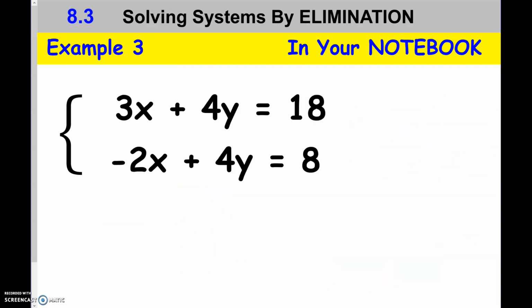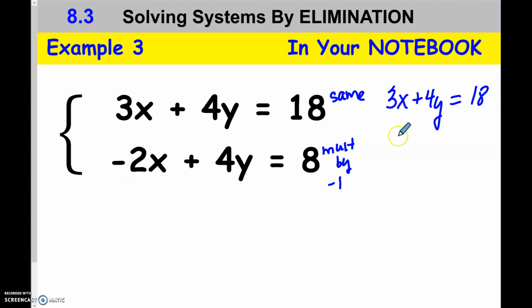All right, what happens here? If we add these up, x's do not disappear, y's don't disappear, but oh, look, they're both 4s. So what I'm going to do is keep this one the same this time. 3x plus 4y equals 18. And I'm going to multiply this one by a -1.